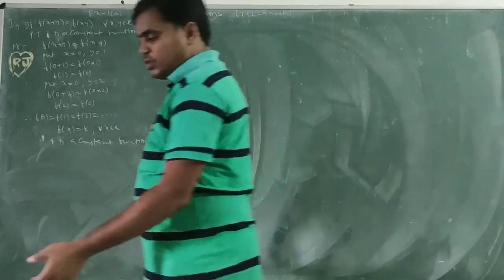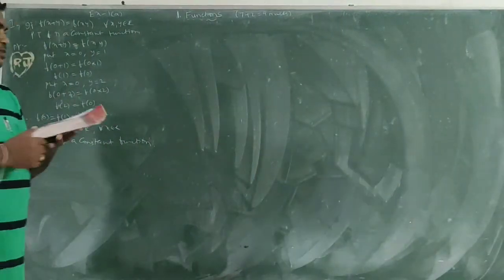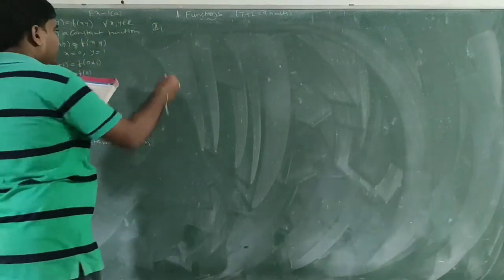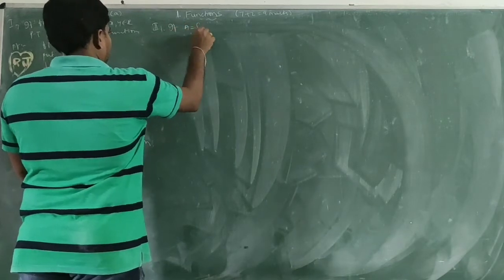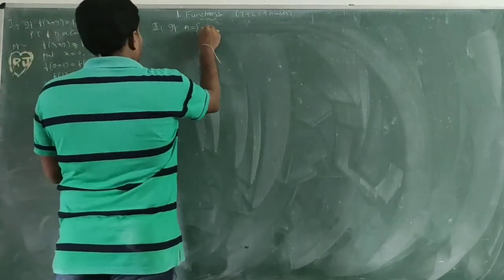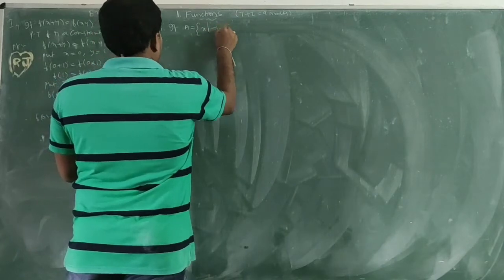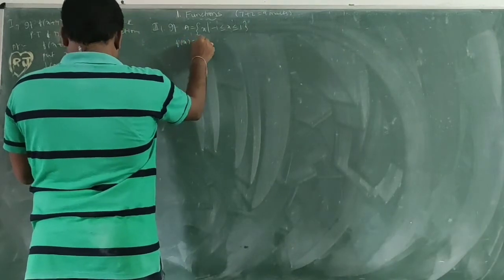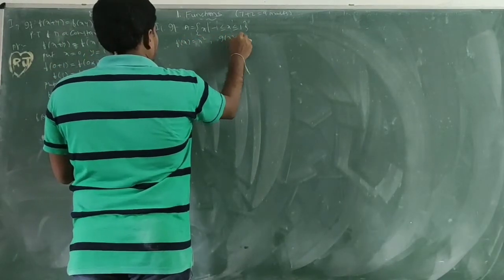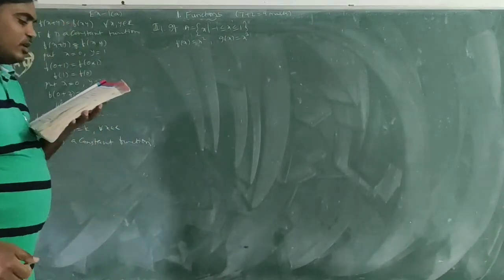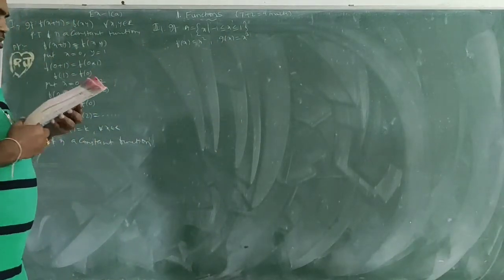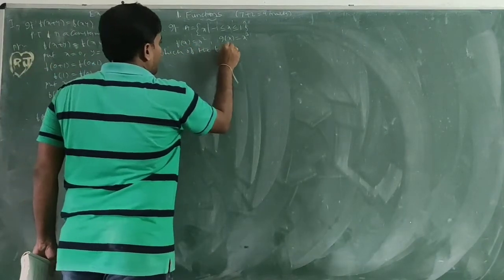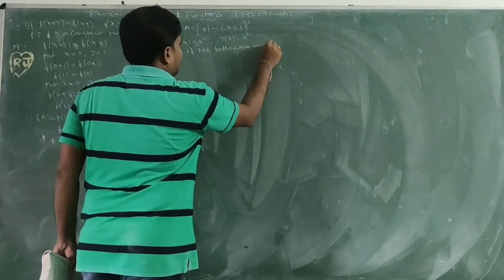Next, second bit, first question. If A equal to the set of x such that minus 1 less than or equal to x less than or equal to 1, f of x equal to x square, g of x equal to x cube. Which of the following are surjections?